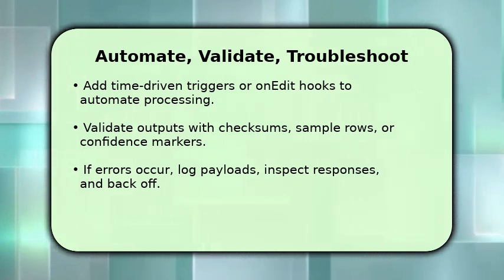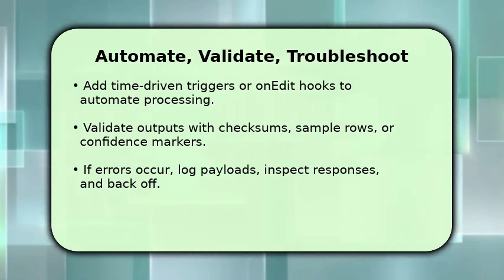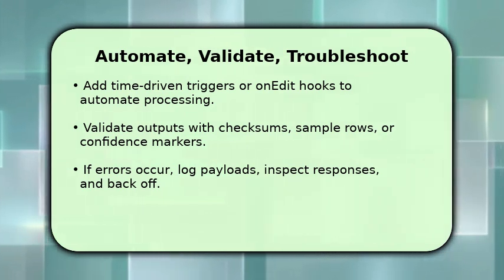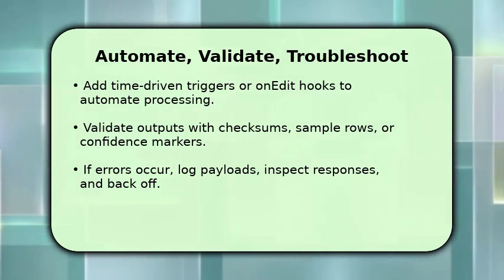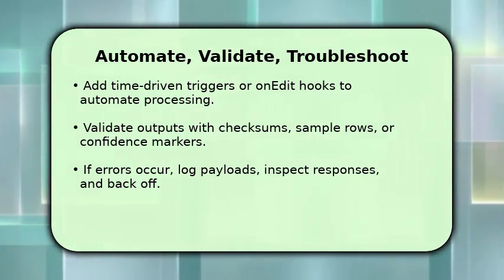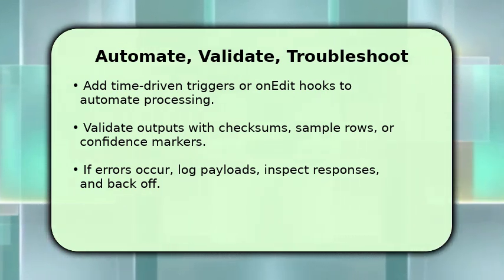Once automated, make sure to surface confidence markers or validation flags so you can spot bad outputs quickly. If something goes wrong, consult the execution log, log full request and response payloads securely, inspect error codes, and implement exponential backoff. These steps will help you recover without corrupting your sheet.